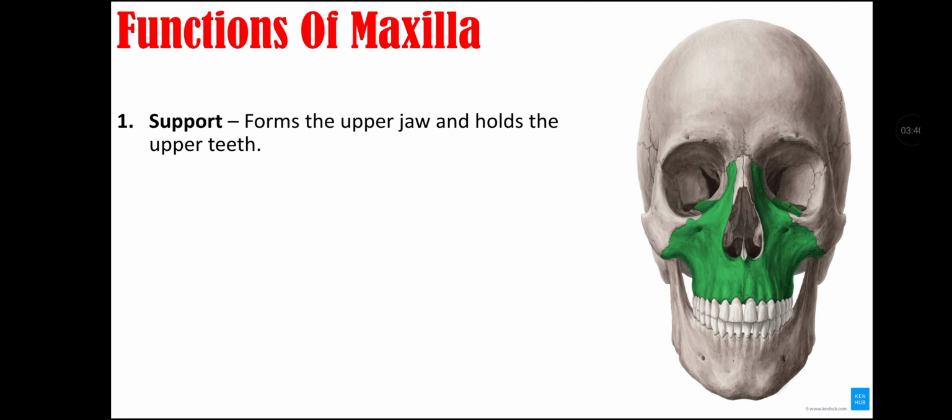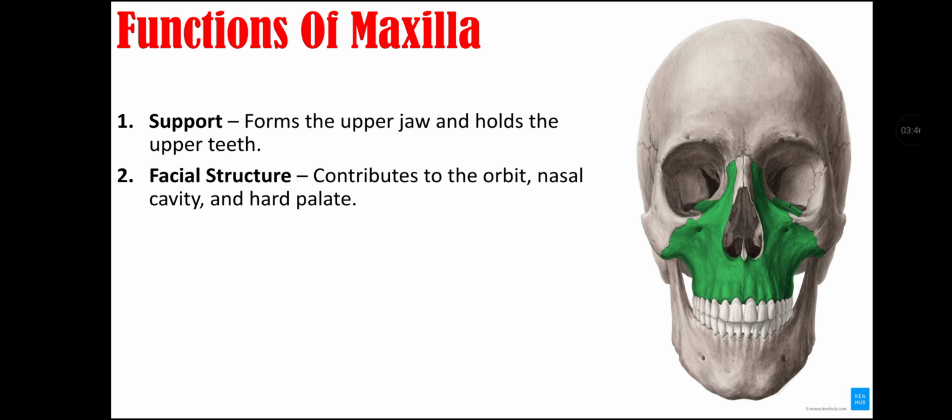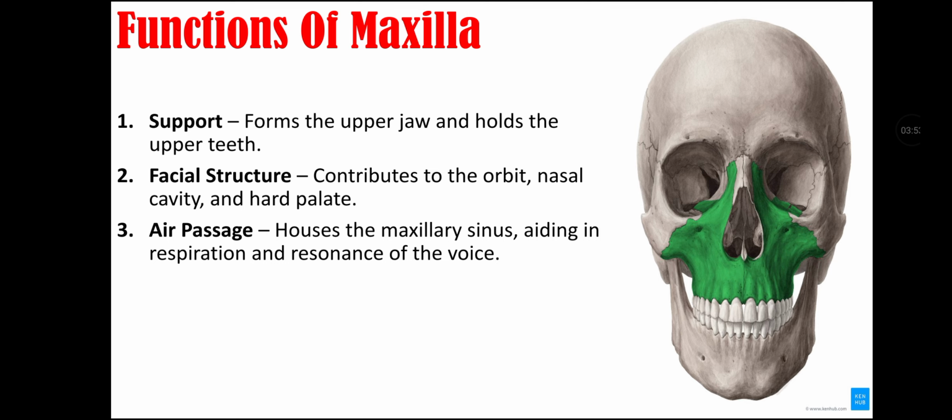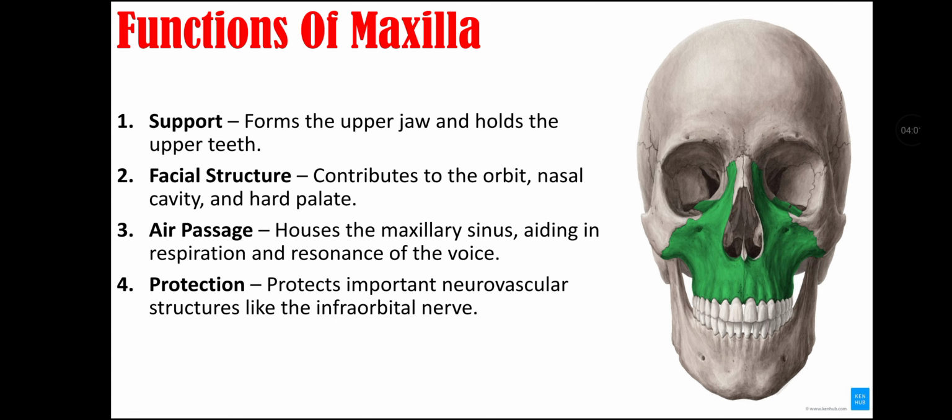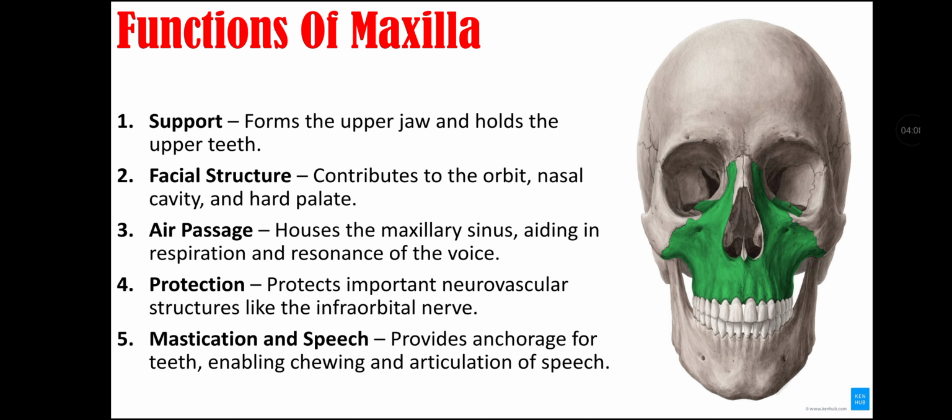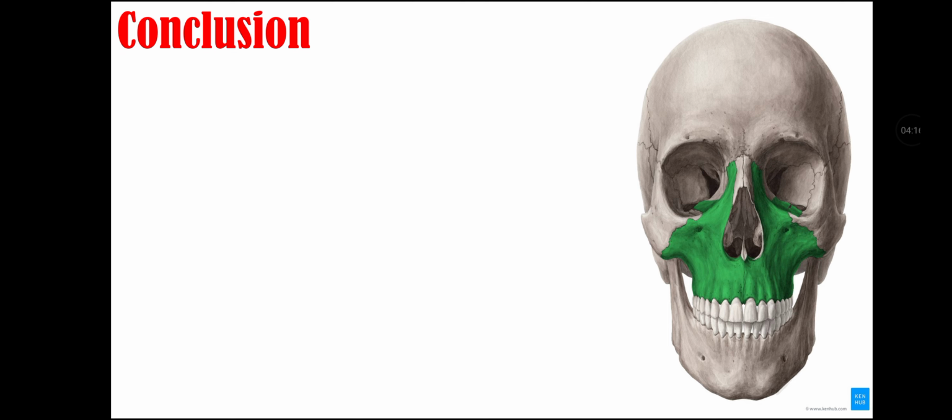Functions of maxilla. First function is support as this bone forms the upper jaw and holds the upper teeth. Second function is spatial structure as this bone contributes to the orbit, nasal cavity and hard palate. Third function is air passage as this bone houses the maxillary sinus aiding in respiration and resonance of the voice. Fourth function is protection as this bone protects important neurovascular structures like the infraorbital nerve. Fifth function is mastication and speech as this bone provides anchorage for teeth, thus enabling chewing and articulation of speech.